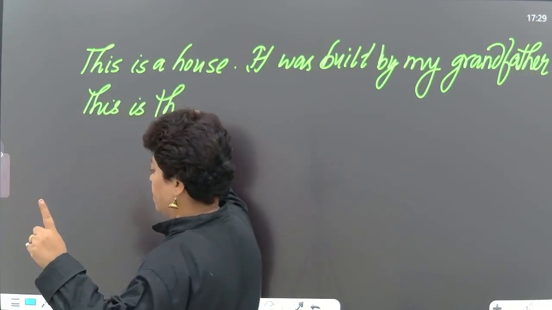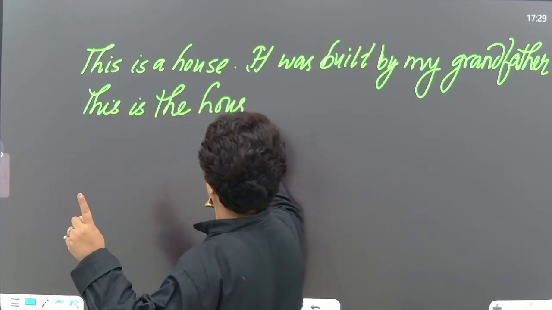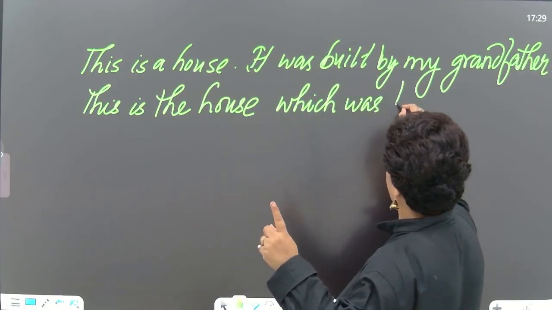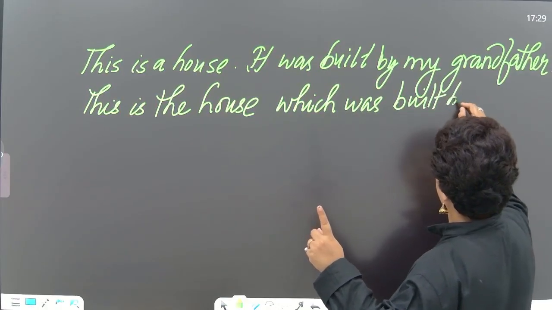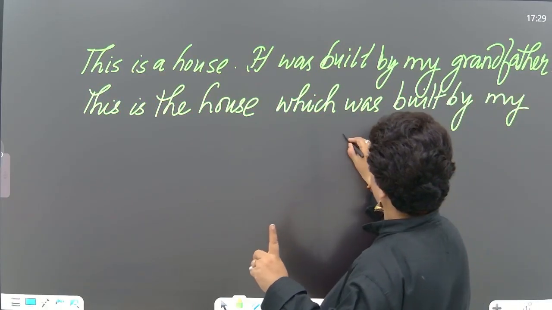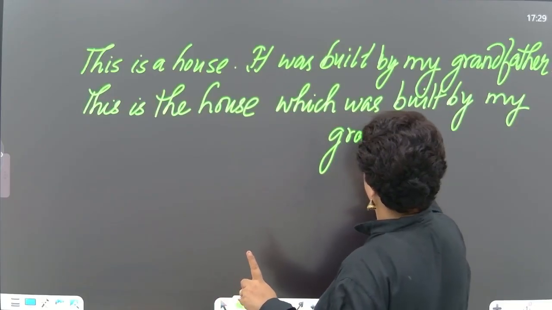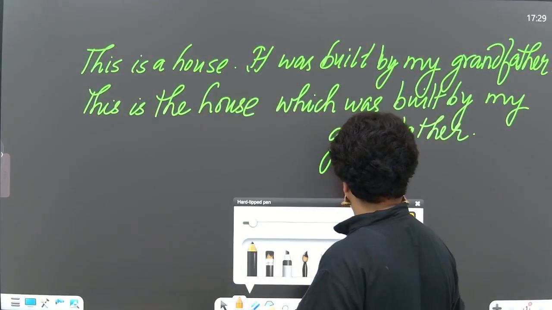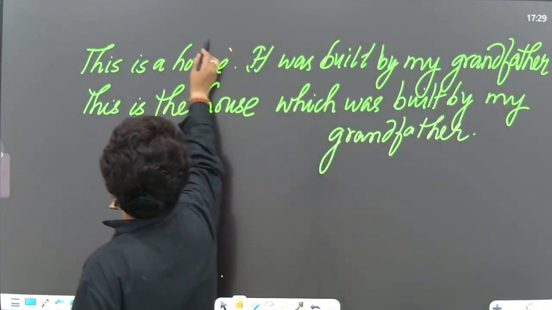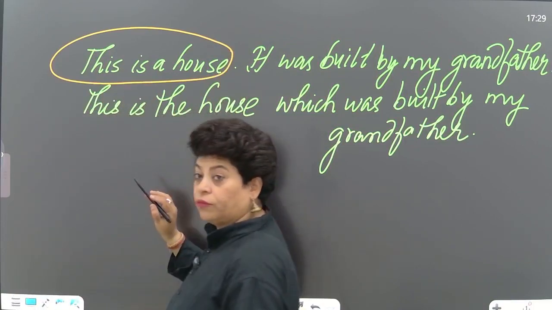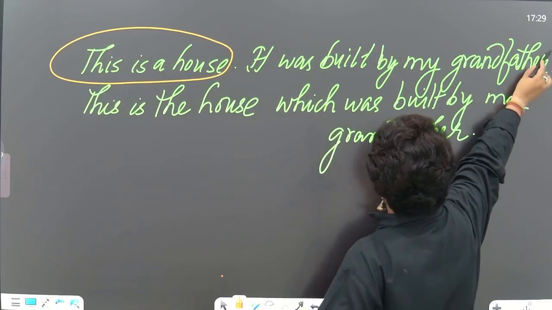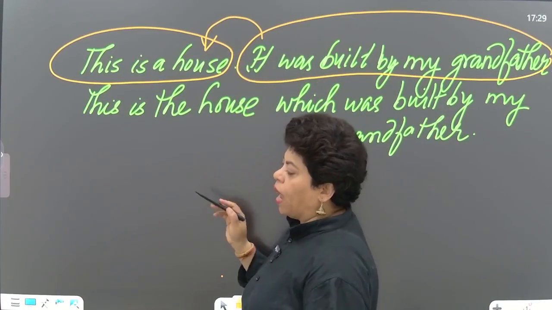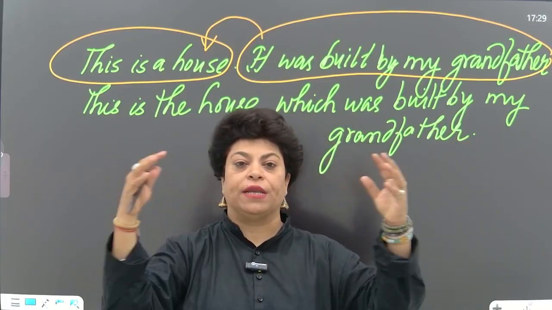This is the house which was built by my grandfather. Now, what are the necessary changes made in this? I tell you, we talk about one independent sentence. This is a house. Complete. Then, it was built. Again, it means the house. So, how are we going to make a relationship between the two sentences?